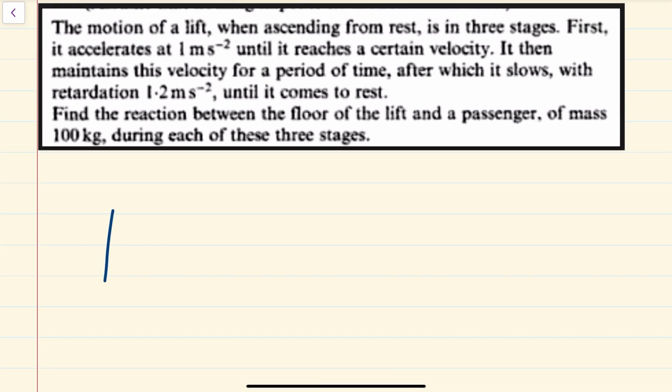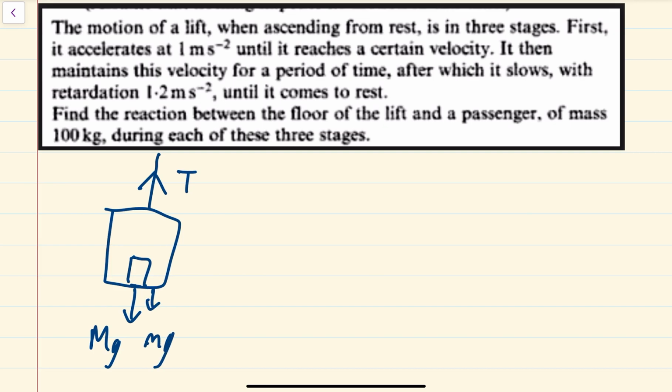If you've got a lift and you imagine you've got a passenger in it, I'm just going to draw my passenger as a wee box. I consider my lift as a whole thing, in which case you've got a tension, and then you've got the weight of the lift, big Mg, and you've also got the weight of the passenger, which is small mg. That's what you've got if you consider the system as a whole. If you've got your lift moving as one body, then your tension going upwards equals your big Mg plus your small mg going downwards. That's what you've got if it is just going at a constant speed.